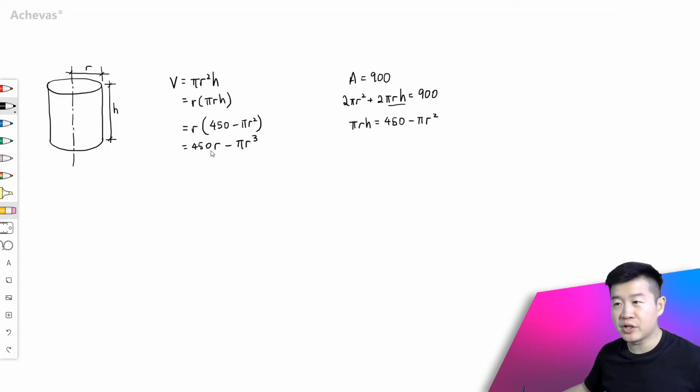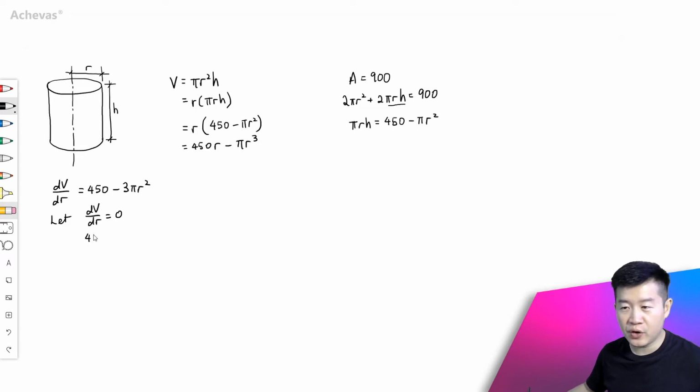So now this is the expression for the volume. We are going to try to find the differentiation of V with respect to r. So dV/dr is going to be equal to 450 minus 3 pi r squared. And now, in order for us to find the maximum possible V, what we are going to do is to make use of the idea of stationary point by letting dV/dr be equal to 0.